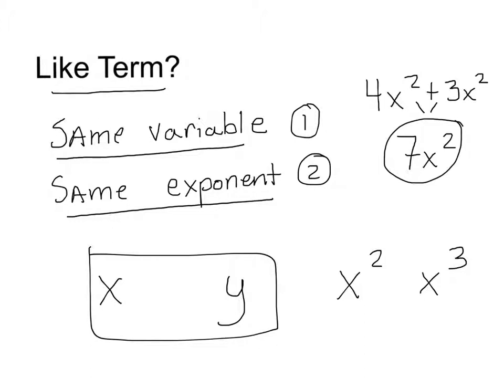But let's be clear, you can only add or subtract them if they are like terms. You can multiply anything you want. To multiply 2 terms, they don't have to be like. But to add them, they must be alike.